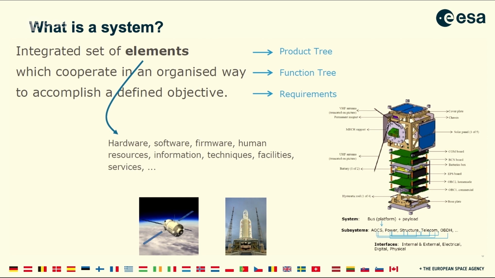To cooperate in an organized way means we have a function tree. They need to fulfill certain functions. And that is another thing that we really need to model, and that is often a bit forgotten in terms of modeling in early phases. To accomplish a defined objective means we need to have requirements. So for me, a system really comes down to having a product tree, having a function tree, and having requirements.